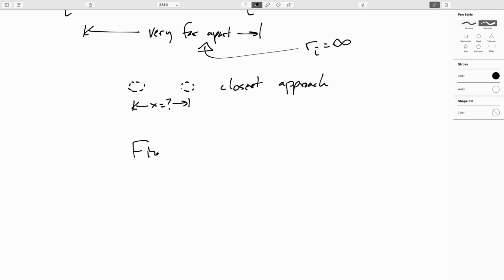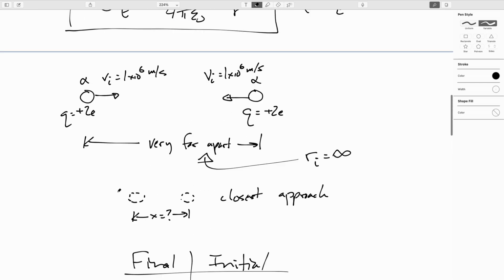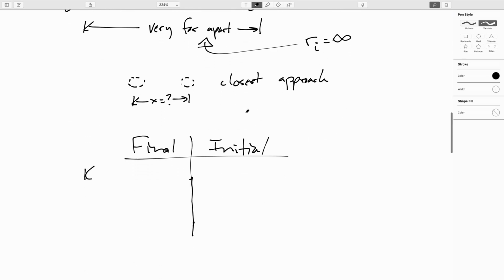So we'll say final and initial. Now remember, potential energy is always expressed for a pair of things interacting via a force. But here we've got two particles. So just to keep them straight, we'll say that this is particle 1 and that's particle 2. So then we'll have a kinetic energy for particle 1, a kinetic energy for particle 2, and then an electric potential energy for their mutual interaction.